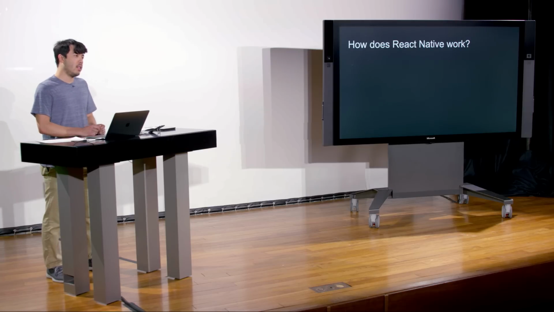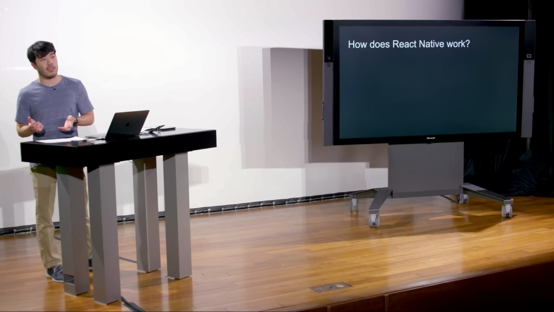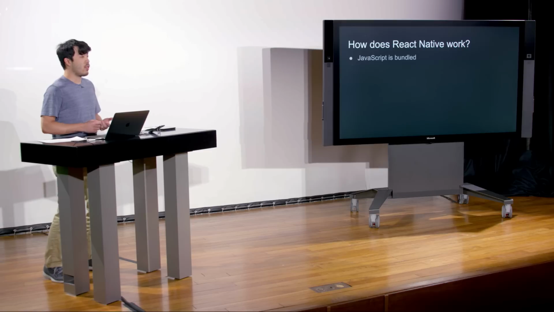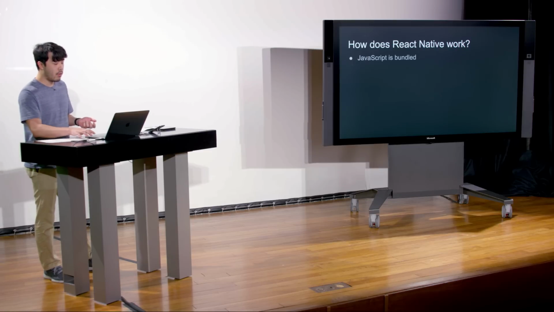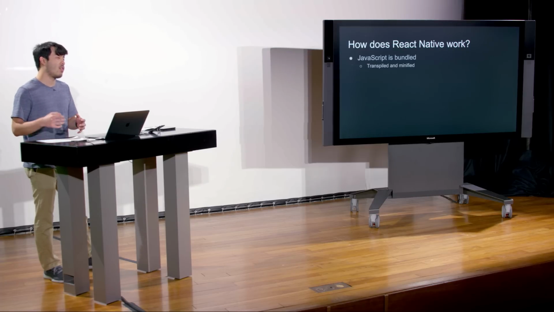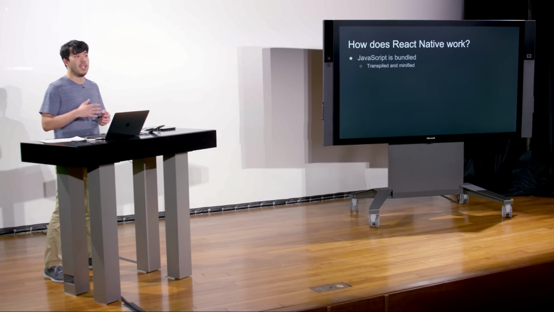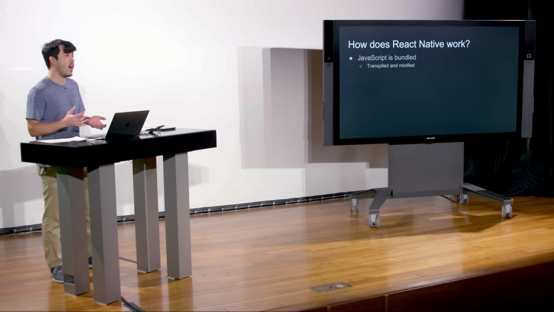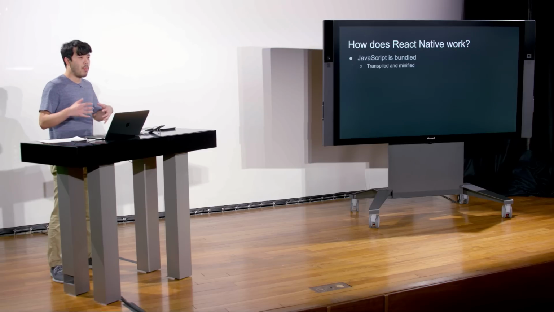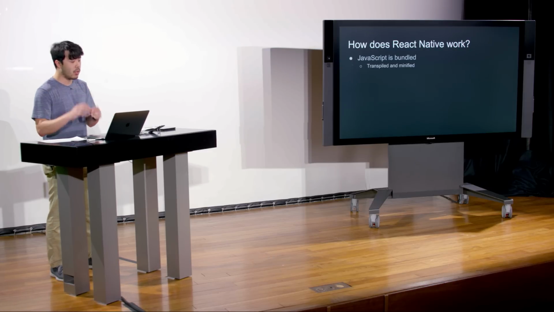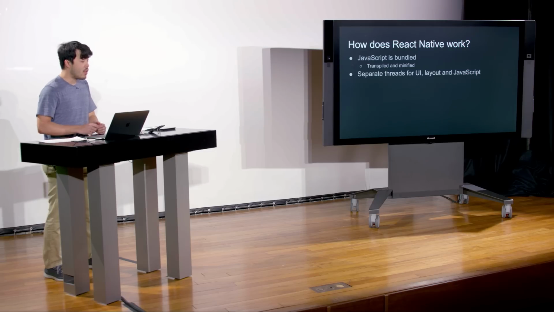And so how exactly does this work? How are we allowed to write JavaScript and have it run on mobile devices? So first, your JavaScript is bundled. So just like in React, what happens are a couple of different steps where your JavaScript is transpiled, so going from ES6, ES7, ESNext, down to ES5 code, and it's also minified. And so throughout the process, you go from a bunch of different files all to one big JavaScript bundle. This runs on your phone.